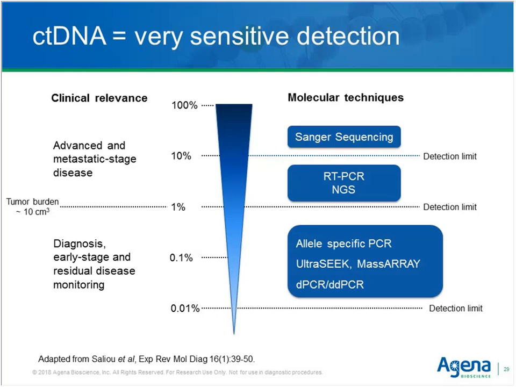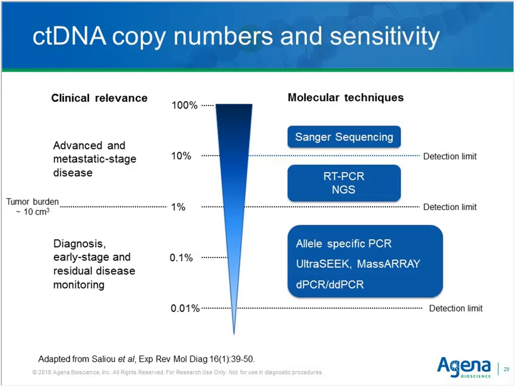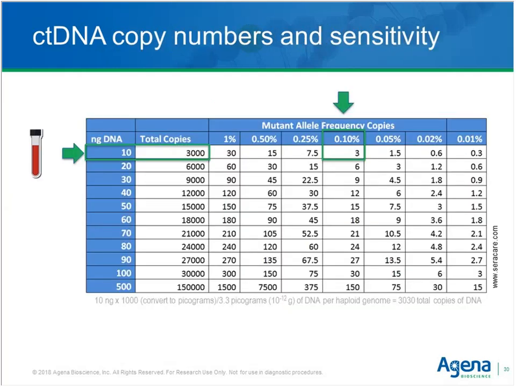For that purpose, you can use various technologies, and I'll give you a little technology overview a little later. But certainly, you want to make sure you enter enough copies or molecules into your reaction. The relation between input amount, detectable mutants, and sensitivity is beautifully displayed in this table.